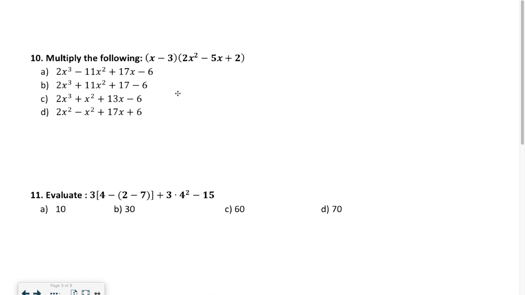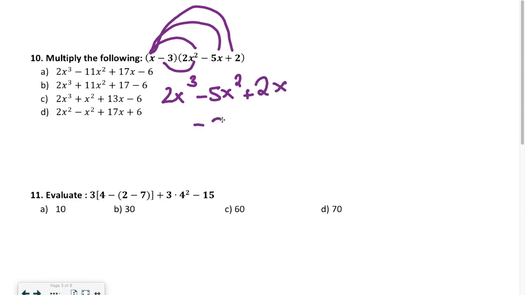Number 10, you're going to simply distribute each term of the binomial into the trinomial. So x times x would be 2x cubed, x times 2x squared, minus 5x squared, plus 2x.